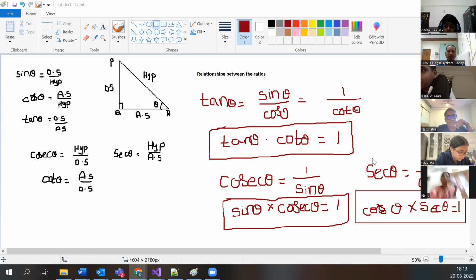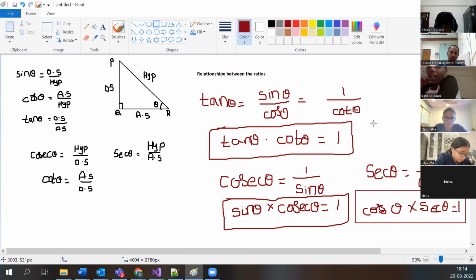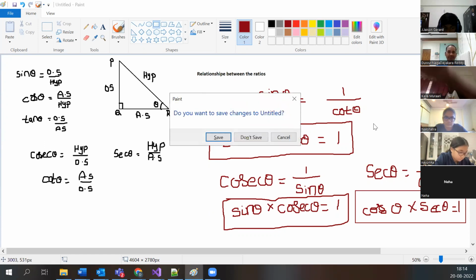Neha, where are you? Chennai or Tambaram? Sir, Tiruvannamalai. Tiruvannamalai, okay. All right, hope everyone copied. Let's move to the next thing. Nayanika, can I erase?